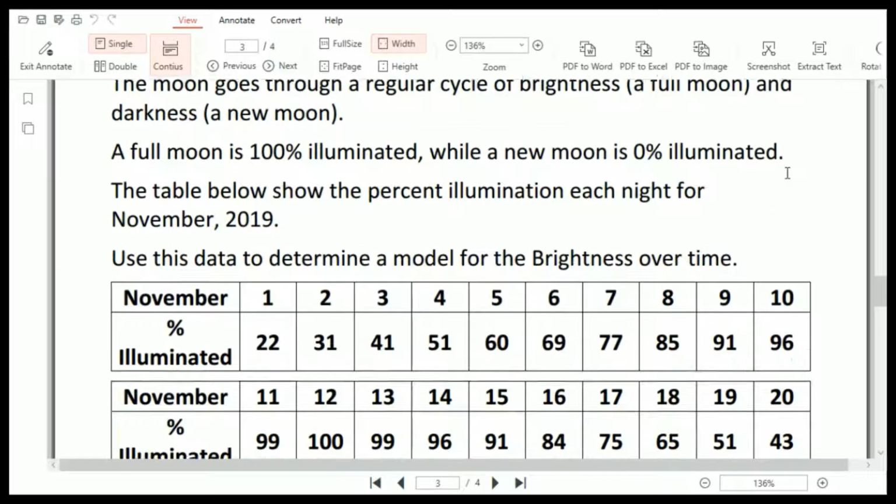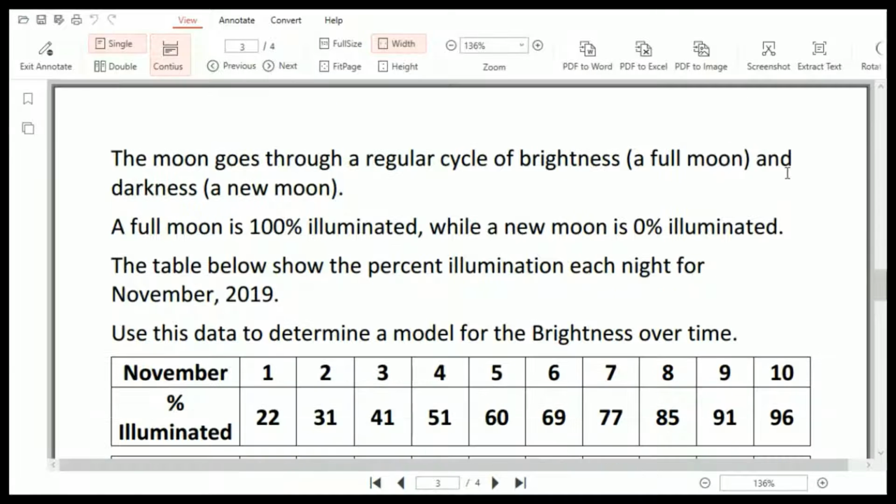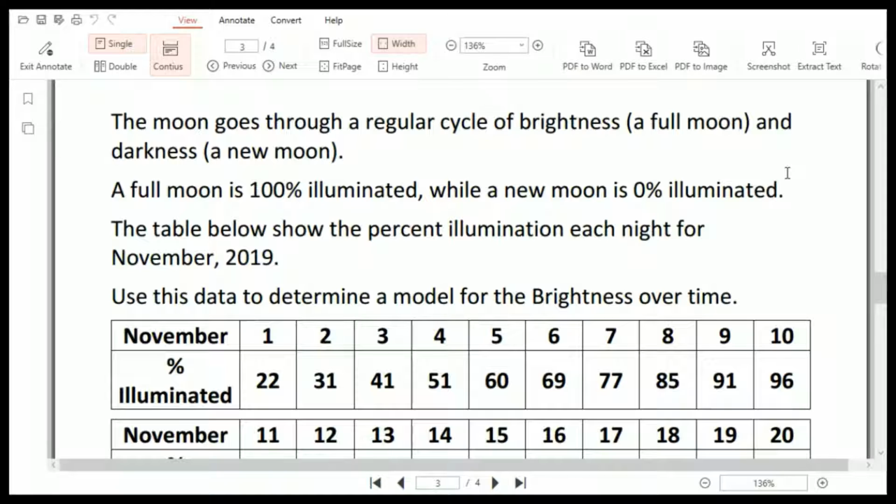What I do want to point out is that it helps if you understand what a full moon and a new moon is. A full moon is the brightest it gets. That's where you see the entire circle in the sky, and it is 100% illuminated. It's as illuminated as it gets. And then there's a new moon, which you don't see at all. It's complete darkness, and it occurs when you have 0% illumination.